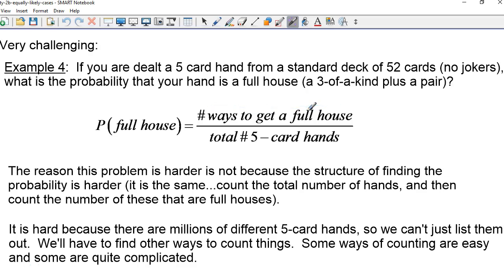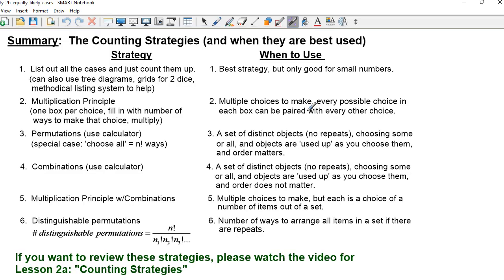The reason this problem is so much harder is because it's more difficult to count those two things. Usually it's a little easier to count the denominator, the total outcomes, so we're going to start there. We're going to need to use our more complicated counting strategies. There's a whole other video, lesson 2a, that goes over these in detail. Just to list them out again, we've got listing out all cases using diagrams, multiplication principle, permutations and combinations, multiplication principle with combinations, and distinguishable permutations.